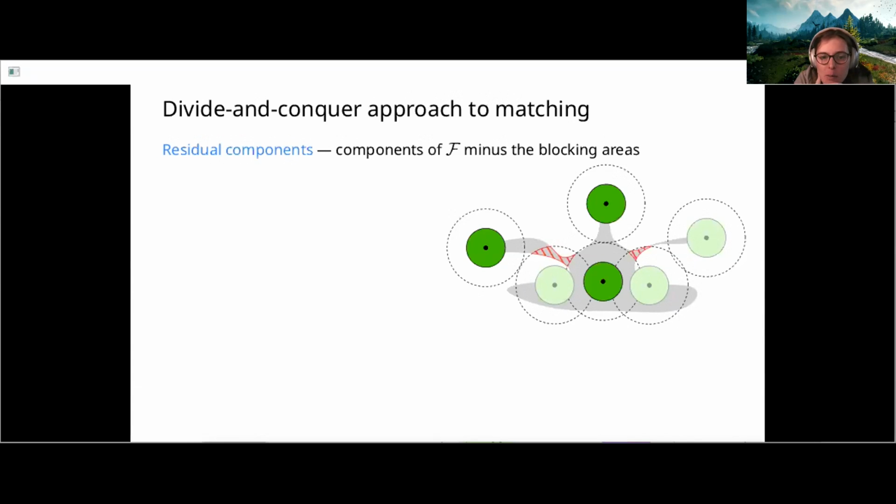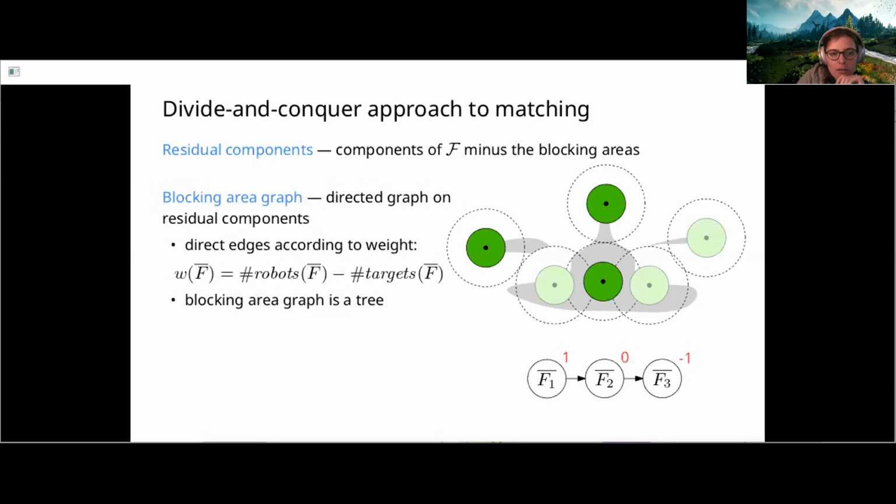So now there's an example of some free space area with two blocking areas defined by the two target locations on the left and on the right. Then let's define these residual components. So we take the free space, we subtract all the blocking areas, and we see what the free space falls apart into. So into multiple connected components, and we call them residual components. And now we build a graph on these residual components. So we call it a blocking area graph.